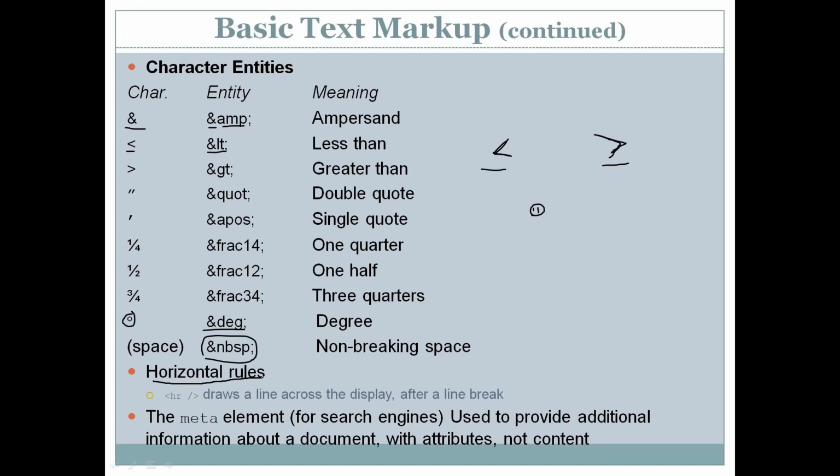Then horizontal rule. We can draw a horizontal line on the display by using a tag called the HR tag, which means horizontal rule. You can see the syntax is very simple: HR, and there is a forward slash at the end. That means this tag does not have a separate closing tag. There is only one tag here.